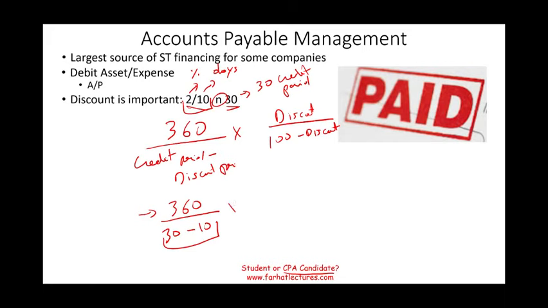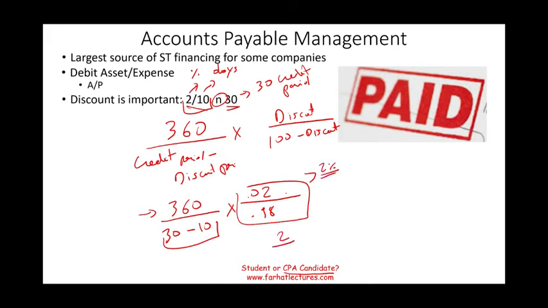Okay. You multiply this by the discount rate, which happens to be 2%, or 0.02, divided by 1 minus 2%, which is 0.98. Now, 2 divided by 1 is 2%. 2 divided by 0.98 is a little bit over 2%. It's going to be a little bit over 2%.